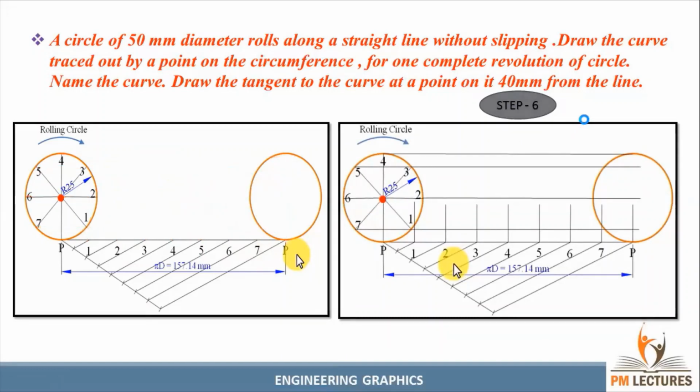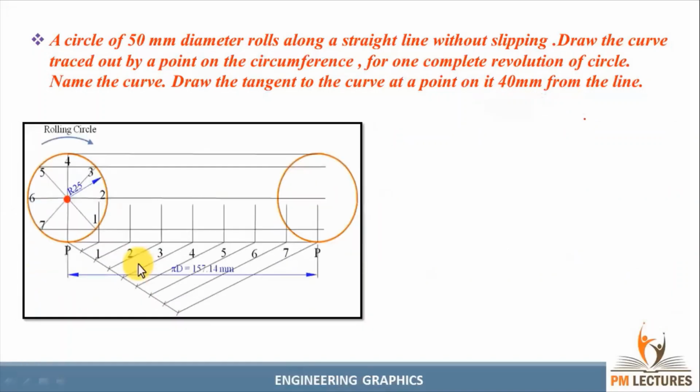Okay, so next step. After drawing this, we need to make an arc. For that, we can measure the radius of this circle and keep this C1 as center. This is the C1 point. With C1 as center, make an arc on the first horizontal line.